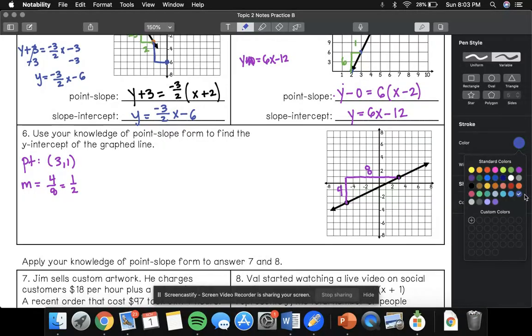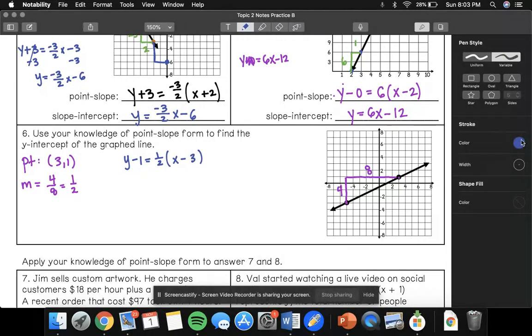So now we can put this into point-slope form. y minus y1 equals m times x minus x1. Now we are going to distribute the half. 1/2 times 3 would be 3 halves. Then we would add 1 and add 1. y equals 1/2 x minus a half. Or if you made it into decimals, y equals 1/2 x minus 0.5.